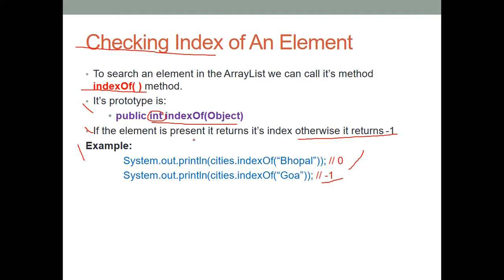If the element is present, it returns its index number. If it is not present, then it returns -1, because indexing does not start with -1. It starts with 0 and goes to positive numbers, not negative numbers. So that's why it gives you -1.